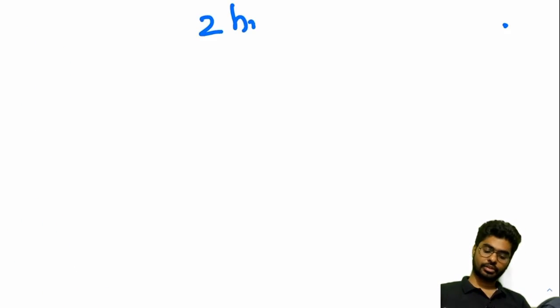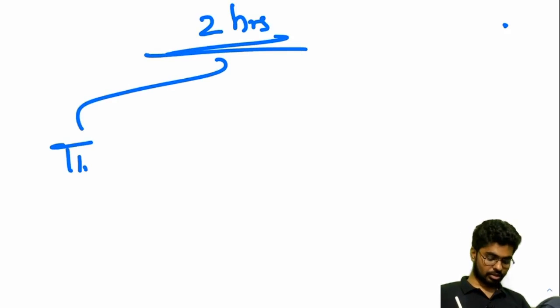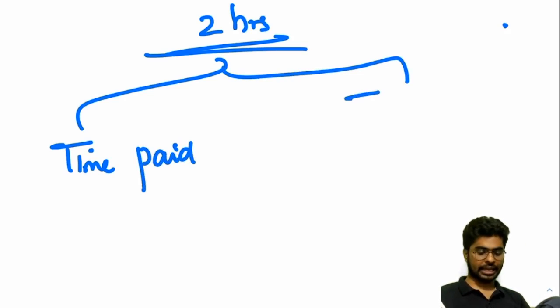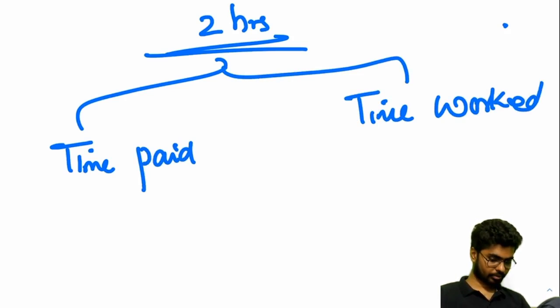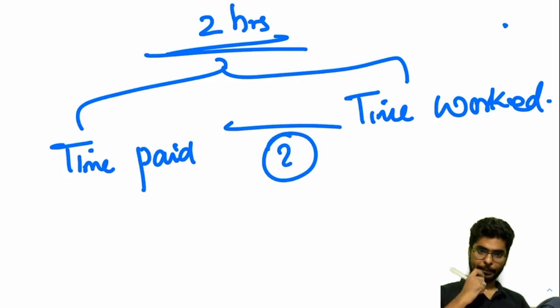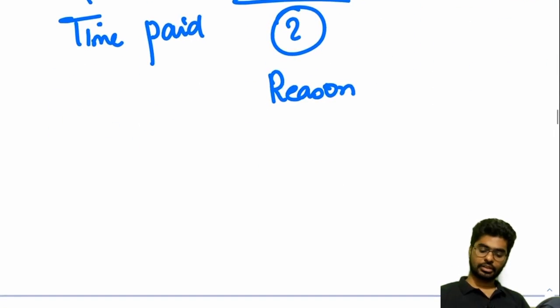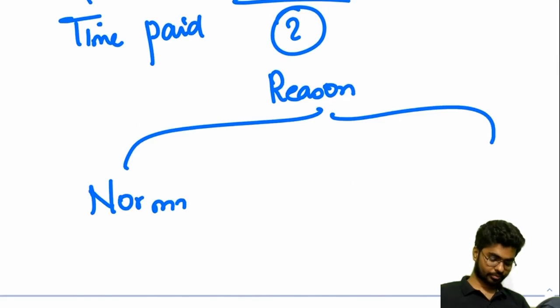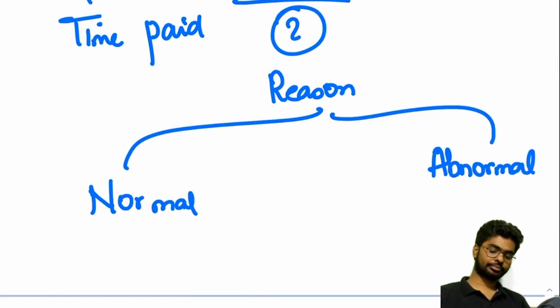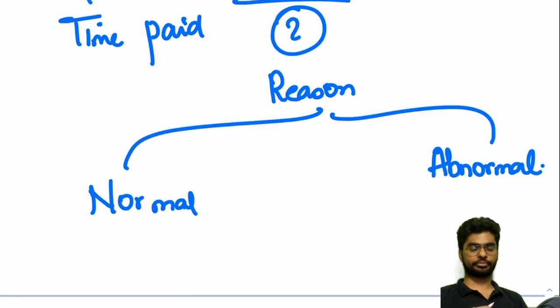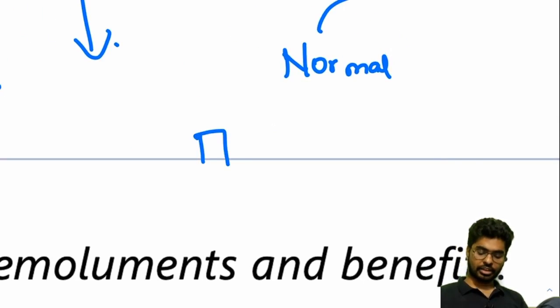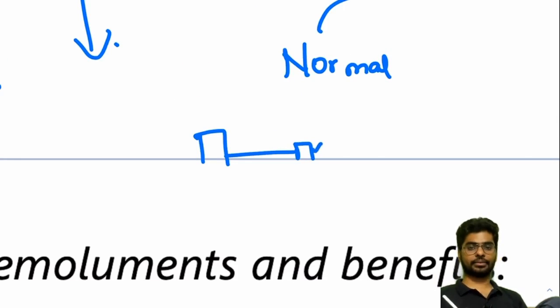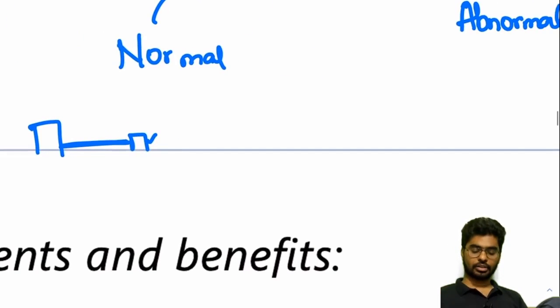Now what I need to find out is this 2 hours difference between the time paid and the time worked. I have to find out the reason. Is it normal or abnormal? Now what can be part of the normal reasons? See, let's say the factory and the gate are a little far apart and attendance is taken at the gate. Can you avoid this? No, right. Next one.